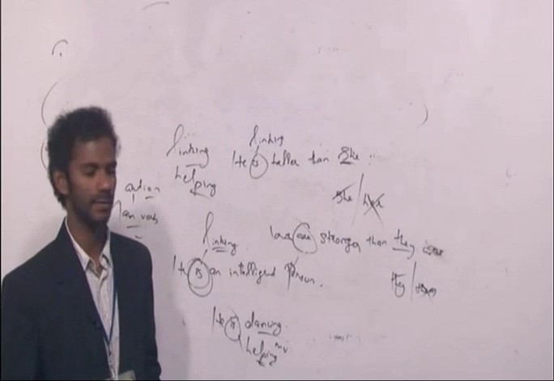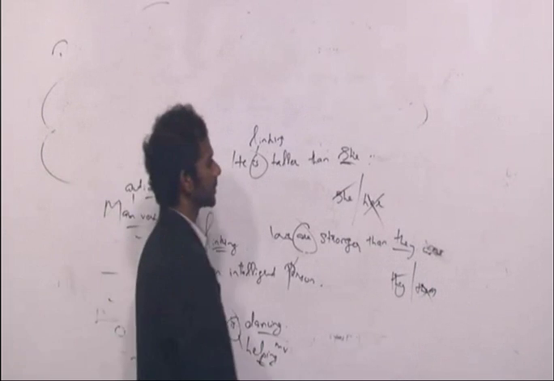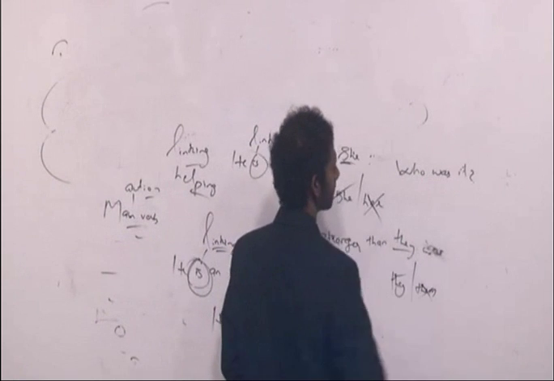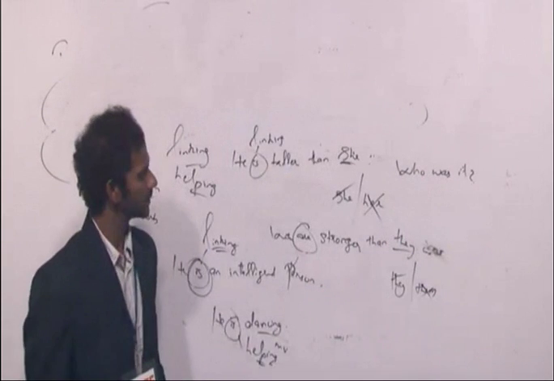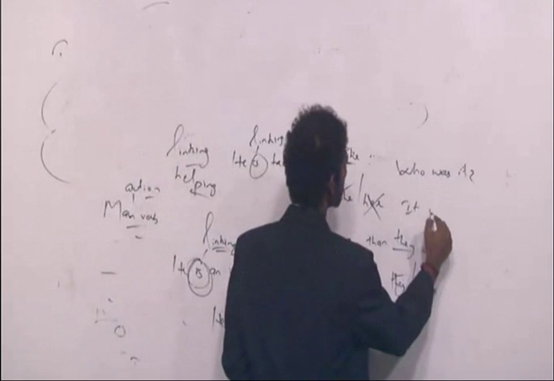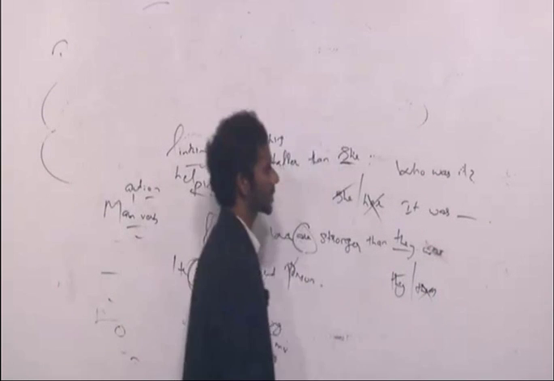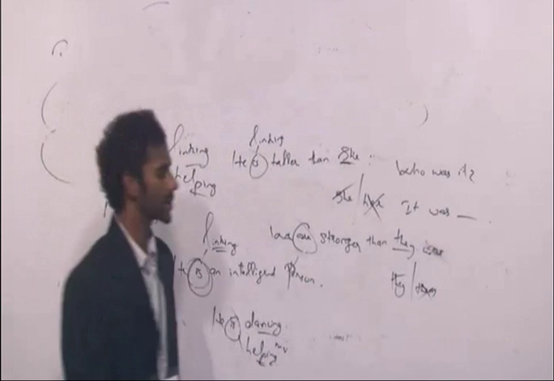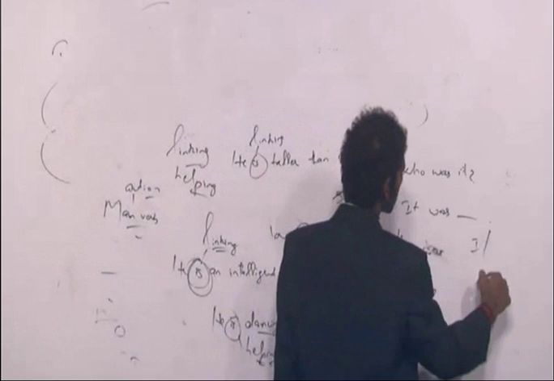Got it? If I say, who was it? As a question. As an answer, I write, it was dash. Question is, who was it? Answer, it was dash. Options are I, me.